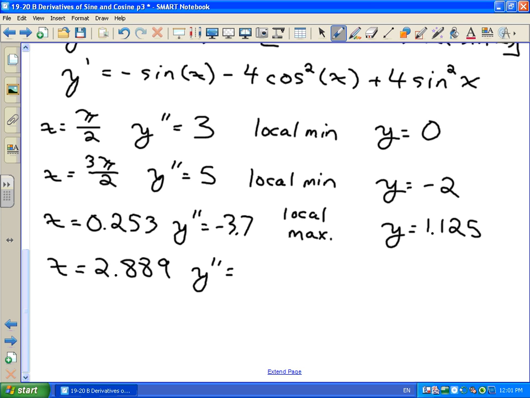My second derivative works out to be -3.7 again. So I've got another local maximum, and my y value works out to be the same thing.